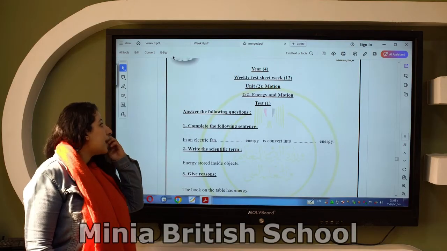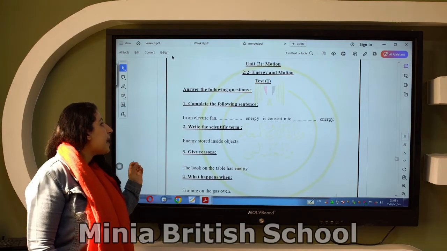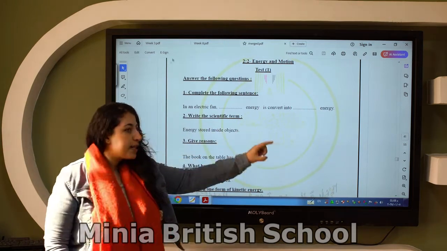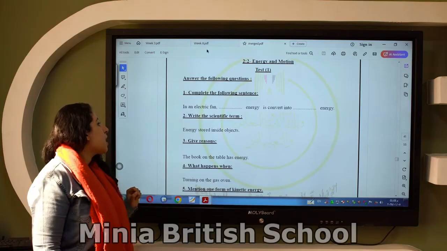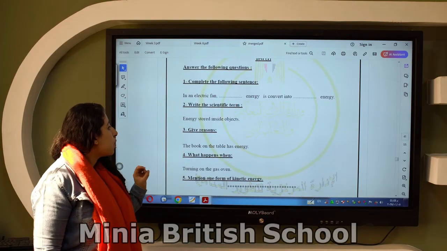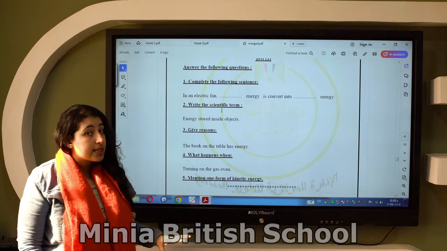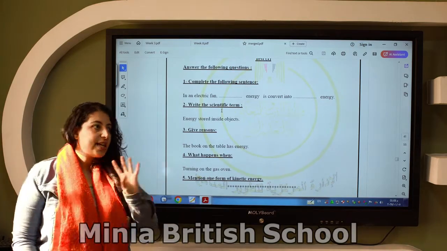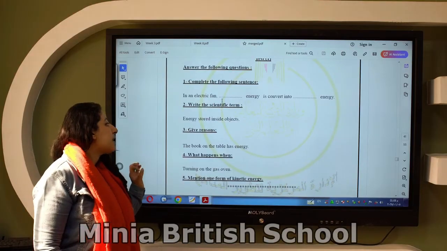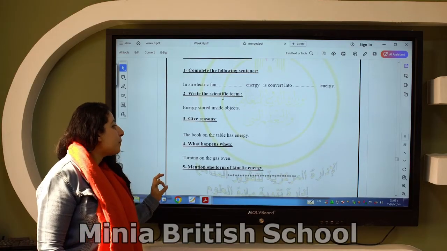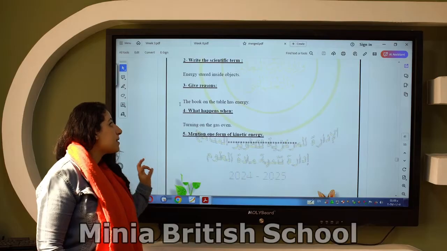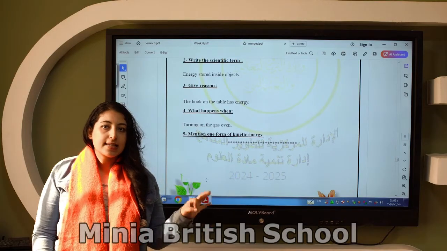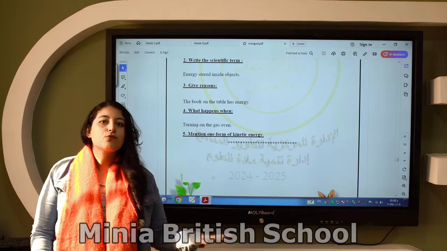Test 1. In week 12, complete the following. In an electric fan, the electric energy is converted into kinetic energy. Write the scientific term. Energy stored inside objects. I have to say potential energy. Okay, give reason. The book on the table has energy because this book stores potential energy because it's under balanced forces.